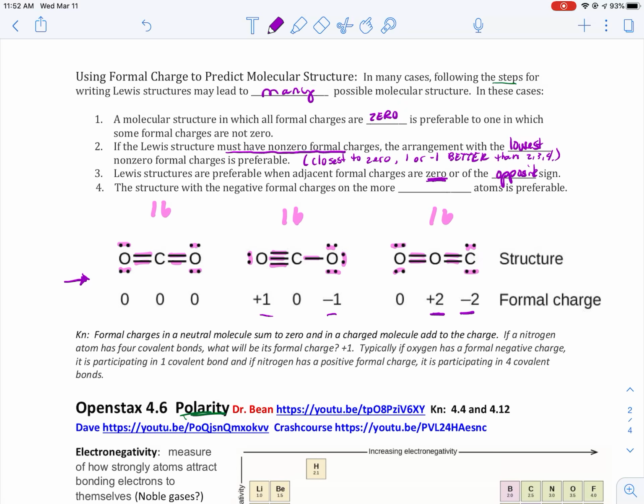And then the last one is the structure with the negative formal charge on the more electronegative atom is preferable. There's a molecule we did that's a radical and it's on the chart.